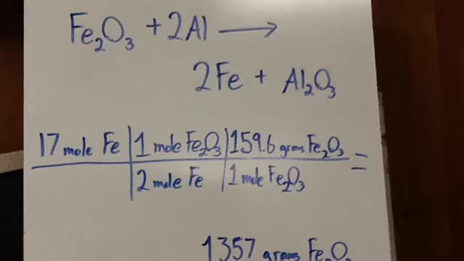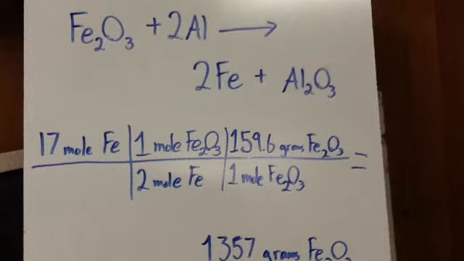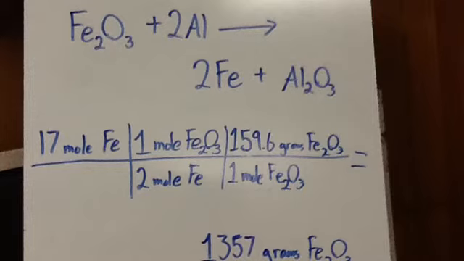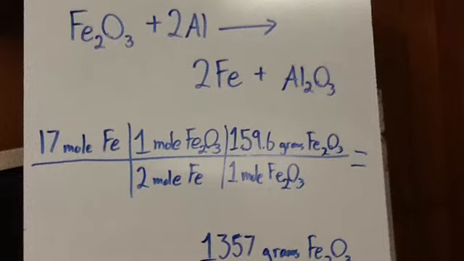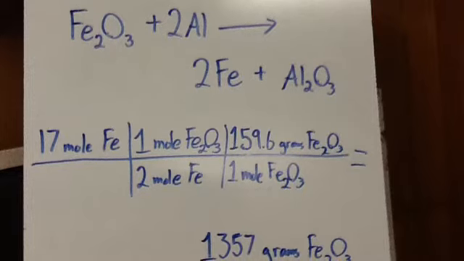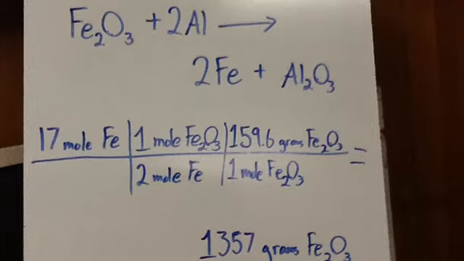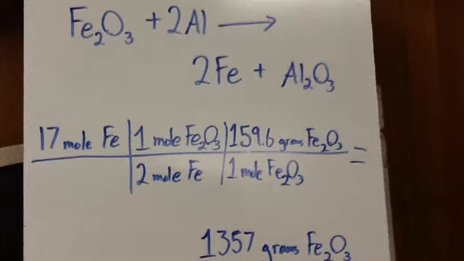So here's what your bridge would look like. The bridge method is a nice simple way of doing the math. It's a way to do all of the steps in one shot as opposed to doing two separate steps, going from moles of iron to moles of iron 3 oxide and then going from moles of iron 3 oxide to grams of iron 3 oxide.